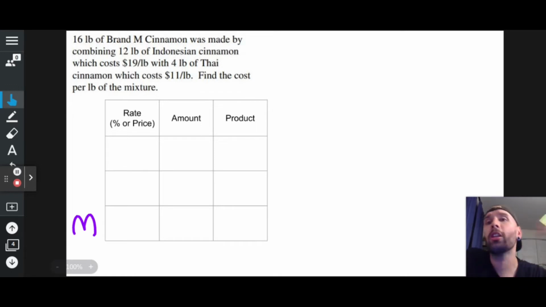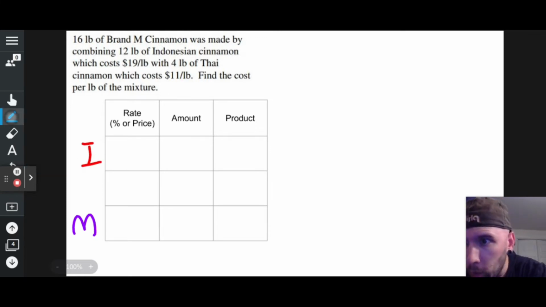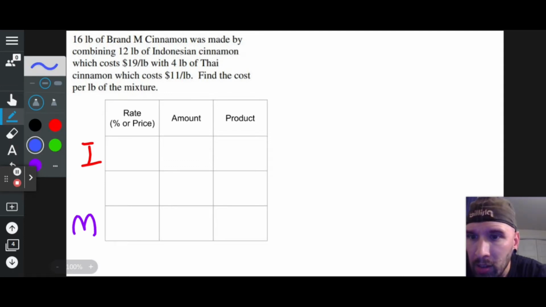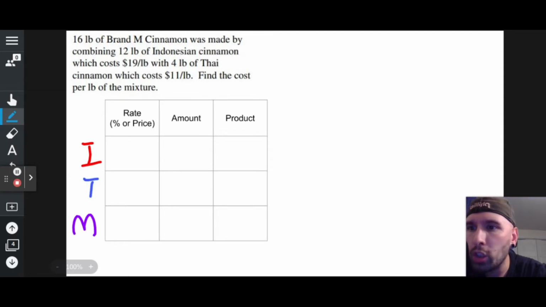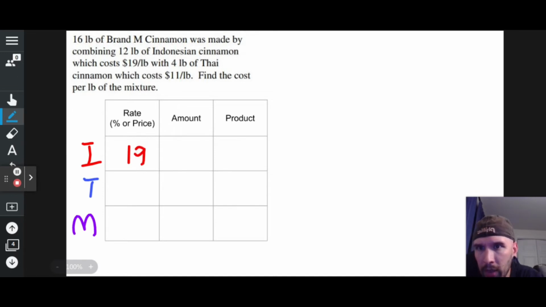This one's actually a little bit friendlier than the last one. All right, so we have the Indonesian cinnamon. Will make you red. We have the Thai cinnamon. Will make you blue. And we'll start filling things out. Indonesian cinnamon is, we got 12 pounds of it and it's $19. So we've got $19 of the Indonesian cinnamon and there's 12 pounds of it. So I've got $19 times 12 pounds.